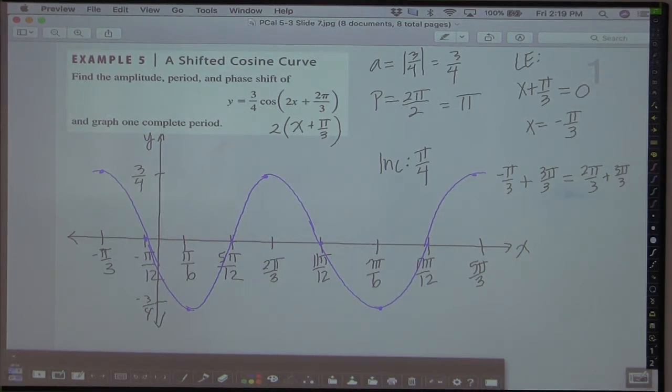I've already finished the graph. So I want to just maybe talk to you about how I got it, just in case it cut off on the last one.